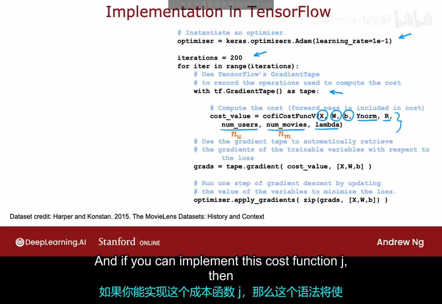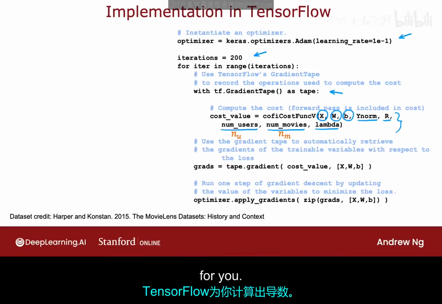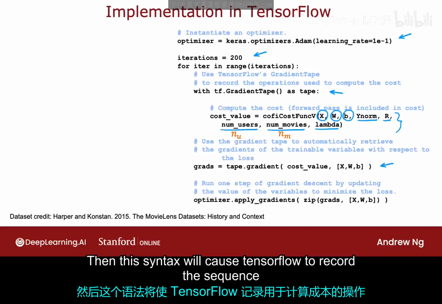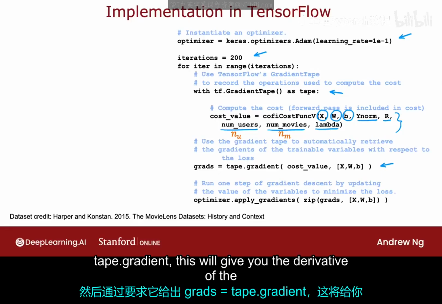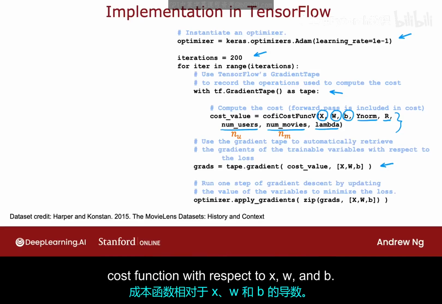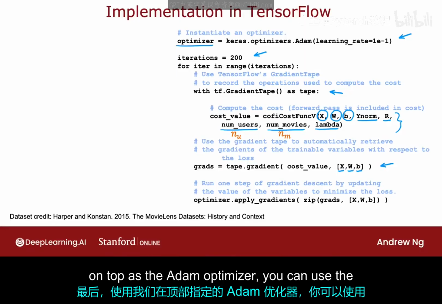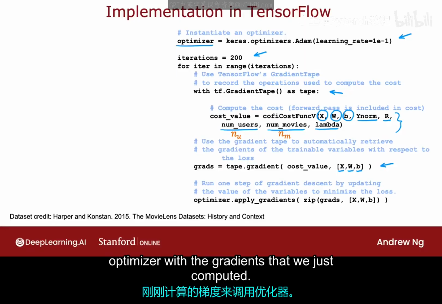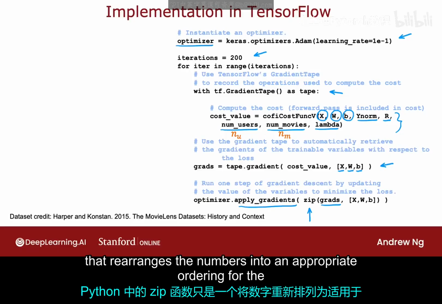And if you can implement this cost function J, then this syntax will cause TensorFlow to figure out the derivatives for you. This syntax will cause TensorFlow to record the sequence of operations used to compute the cost. And then by asking it to give you grads equals tape.gradient, this will give you the derivative of the cost function with respect to X, W, and B. And finally, with the optimizer that we had specified up on top as the Adam optimizer, you can use the optimizer with the gradients that we just computed.